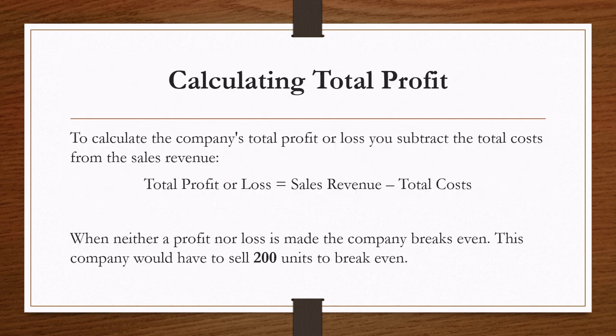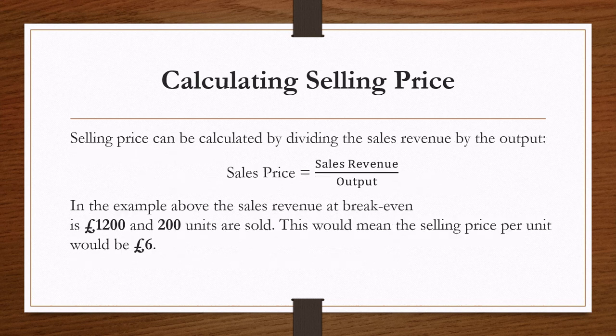Calculating total profit. To calculate the company's total profit or loss, you subtract the total cost from the sales revenue. When neither a profit nor loss is made, the company breaks even. This company would have to sell 200 units to break even.